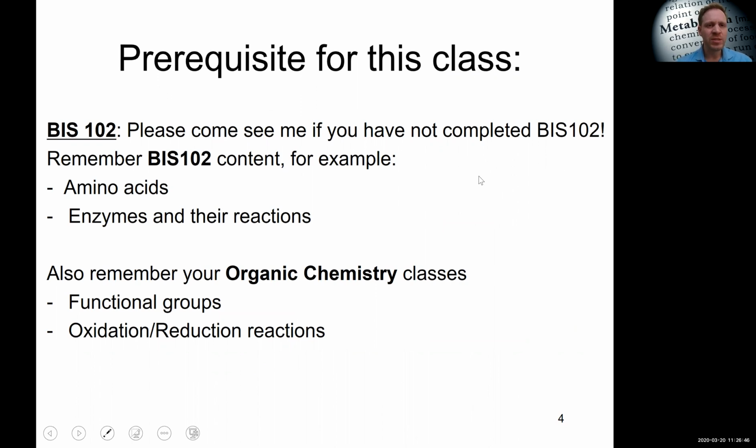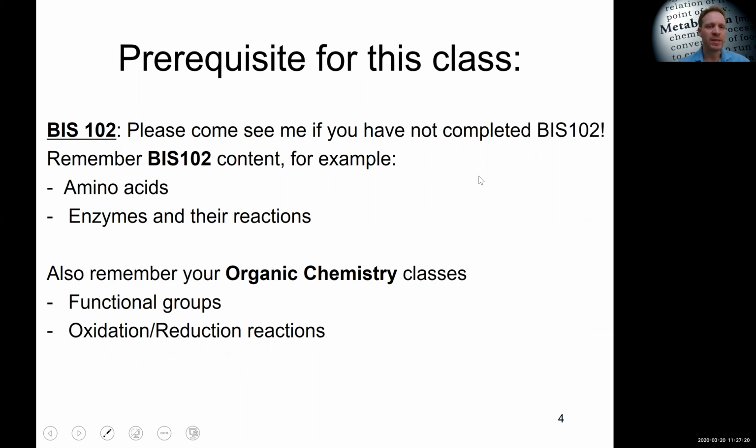To start with some logistics today, please make sure that you're aware of the prerequisites for this class. Specifically, this is BIS102. If you have not completed BIS102 or you're uncertain, please contact me right away so that we can address that. BIS102 really is an important prerequisite for this class because it provides a lot of foundational understanding of several topics that will be important for working through some of the topics we'll be discussing throughout the quarter.